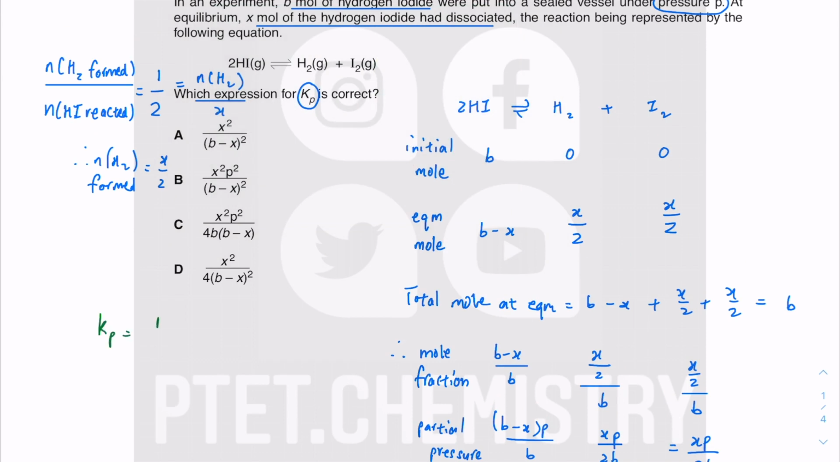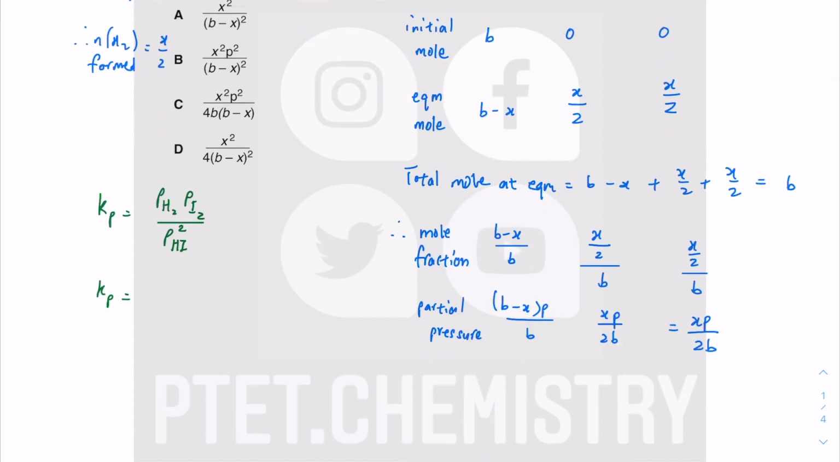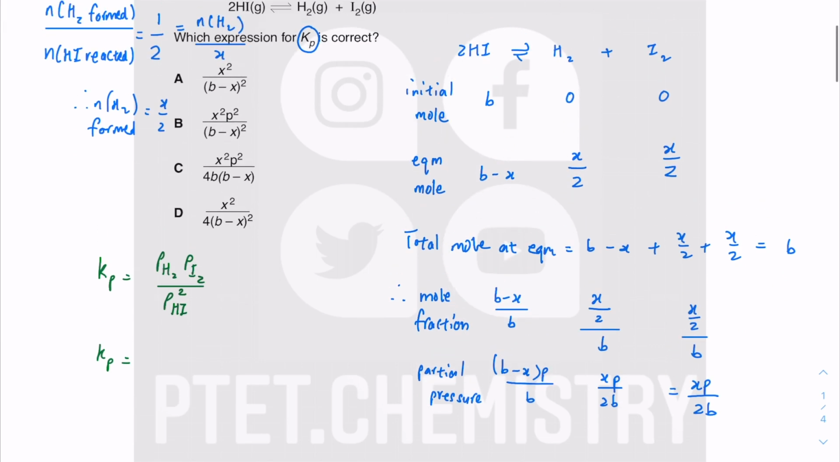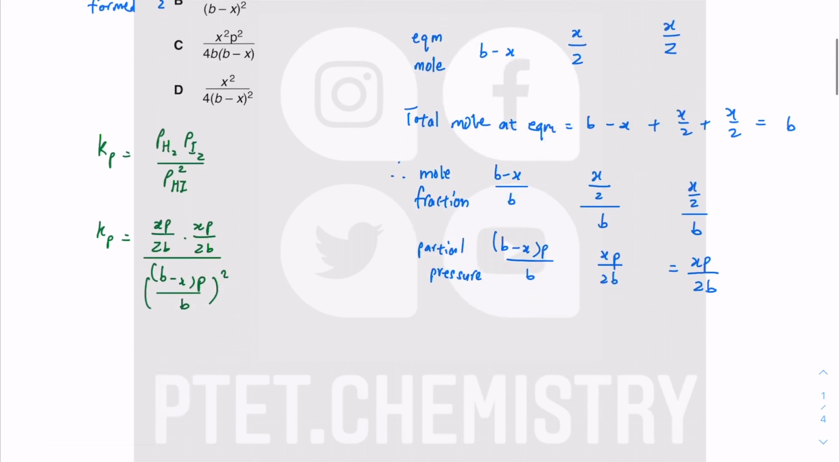Kp is going to be partial pressure of H2 to the power of 1, partial pressure of I2 to the power of 1, because the mole in front is just 1 and 1. That's the power to which you raise the partial pressure. The partial pressure of HI is squared because you have a 2 in front of HI there. So I'm just going to put in my expressions, which I've already gotten. So H2 was the second one. So there was Xp over 2B multiplied by Xp over 2B, divided by B minus X and then P over B, and I square it because there's a square there, so they become squared throughout.